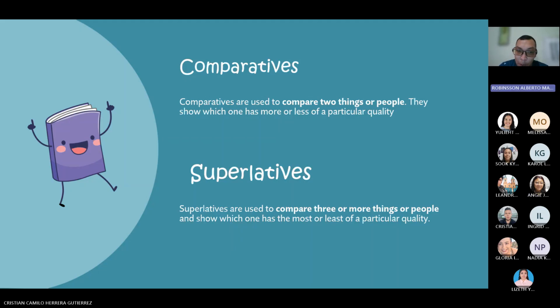Superlatives. Superlatives are used to compare three or more things or people and show which one has the most or least of a particular quality. Superlatives are used to compare three or more things or people and show which one has the most or least of a particular quality. Okay, thanks so much. Very good. Now, next slide, please.